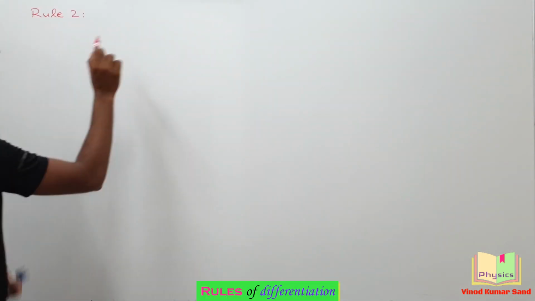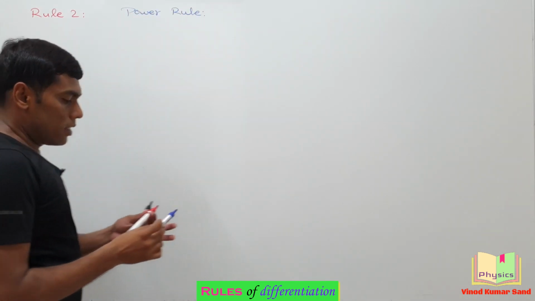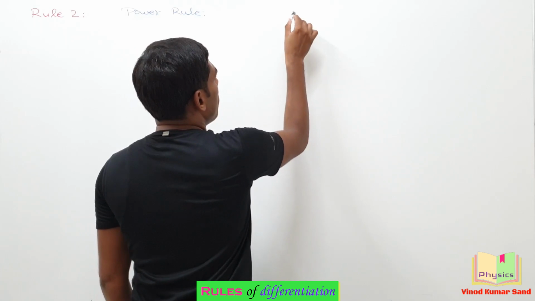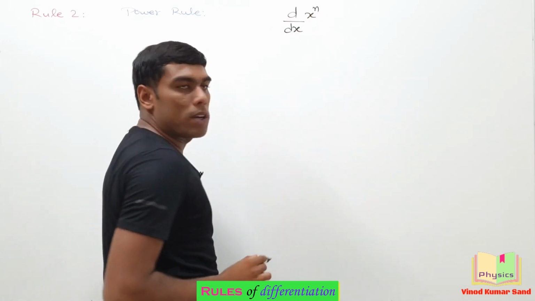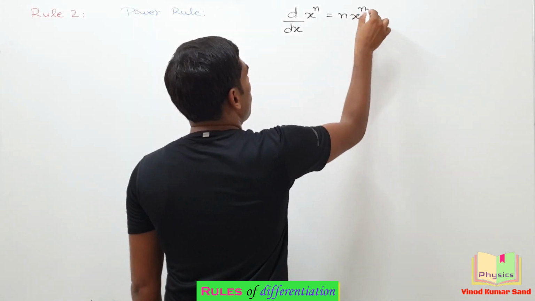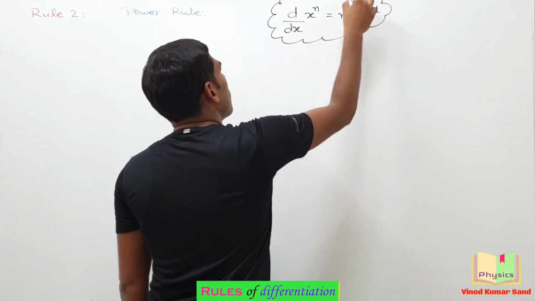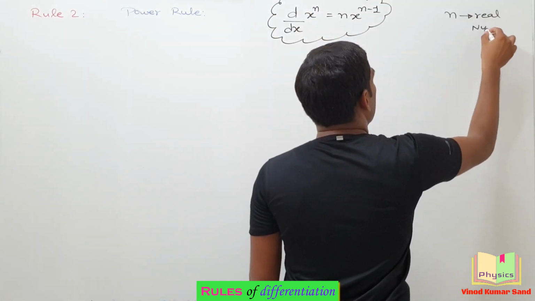Now let's take up the rule number 2. Rule number 2 is known as the power rule. Suppose someone asks us how much is d by dx of x to power n. Then its answer will be n x to power n minus 1. Here n is a real number.